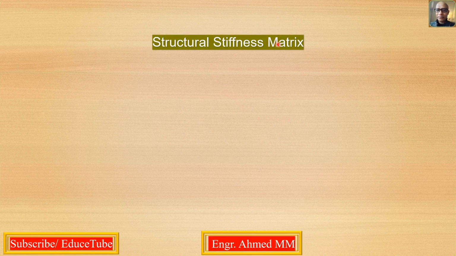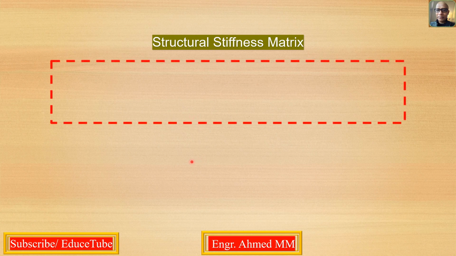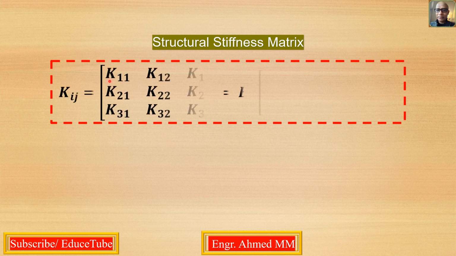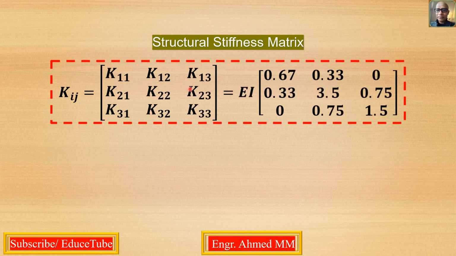So for the structural stiffness matrix, we have to get those 3 slides, all the coefficients, a total of 9 coefficients. We have to get a 3 by 3 matrix. So this is the value we got. I put EI outside.